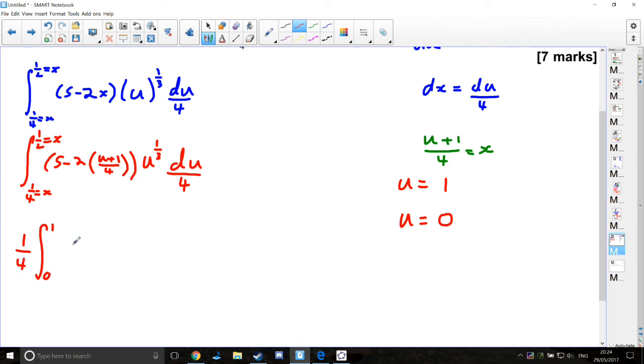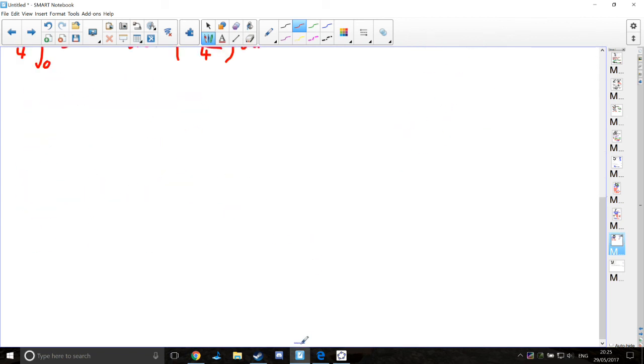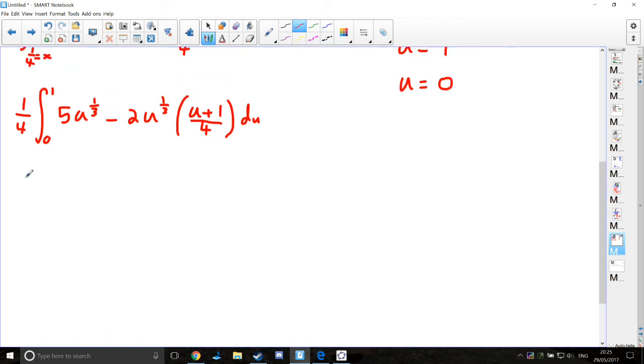And now I'm going to open up this bracket, so I've got 5u to the third minus, and that's going to be 2u to the third, u plus 1 over 4 du. Let's do some more bracketeering. Quarter, 10, 5u to the third.